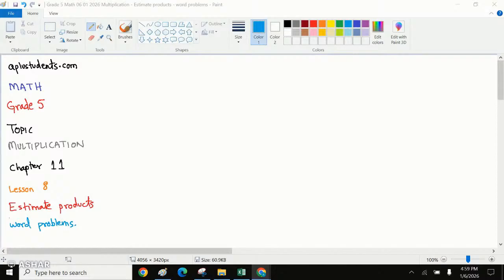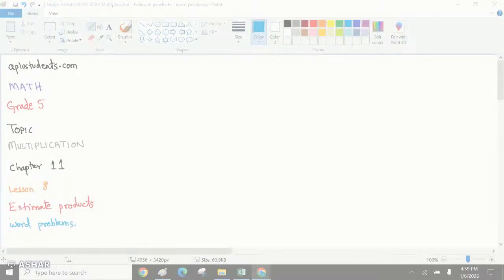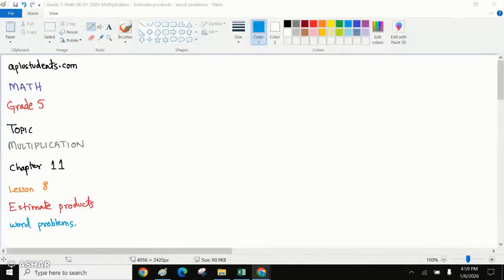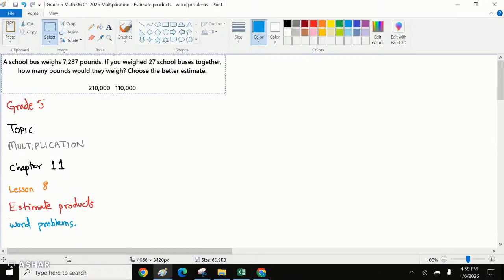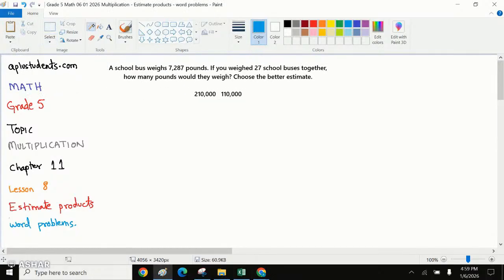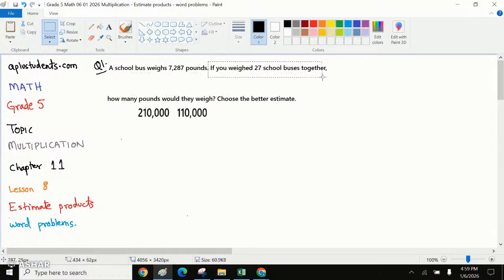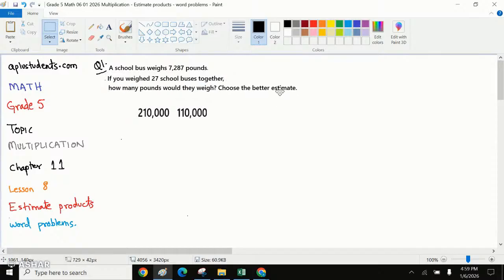So I'll start off with copying the first question on the screen and we'll start with doing the question. The question will have a word problem, which will also have an estimate next to it. So this is question number 1. I'll just rephrase this so that we have more space. And you need to choose the better estimate.